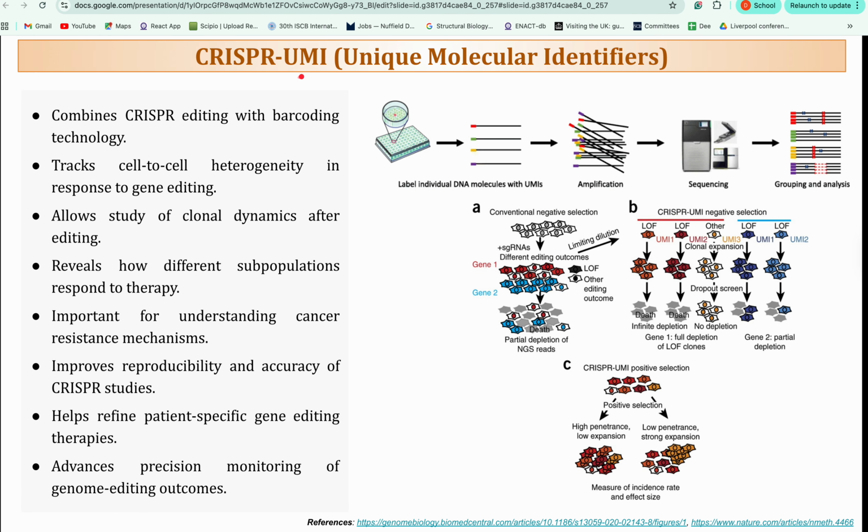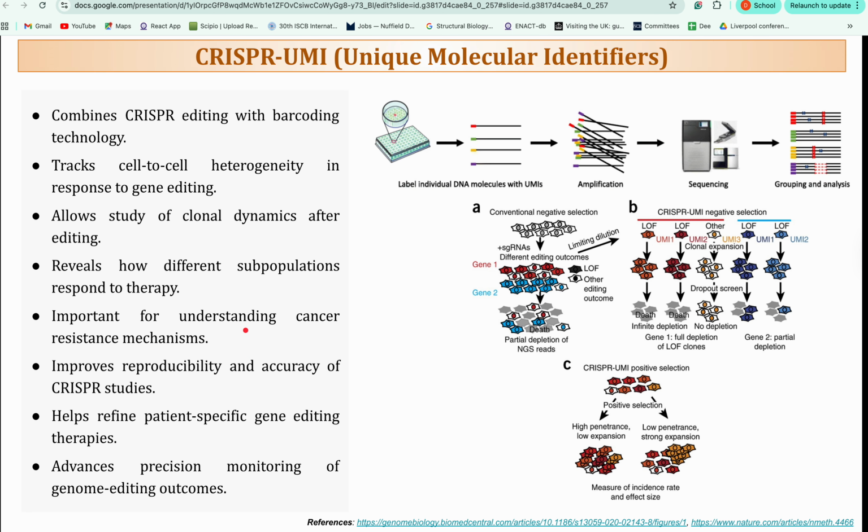Okay, then comes CRISPR UMI, which is unique molecular identifiers. So it combines CRISPR editing with barcoding technology. It tracks cell to cell heterogeneity in response to gene editing, and it allows the study of clonal dynamics after editing. It reveals how different subpopulations respond to therapies. So there could be subpopulations of DNA, and we can label them with the help of these unique molecular identifiers, so that later on we can group them and study how the drugs behave and how each individual group responds to therapies.